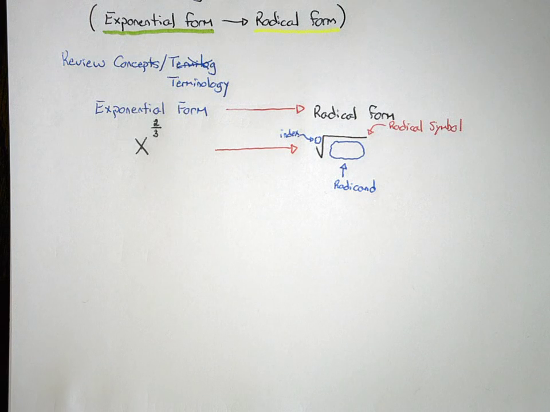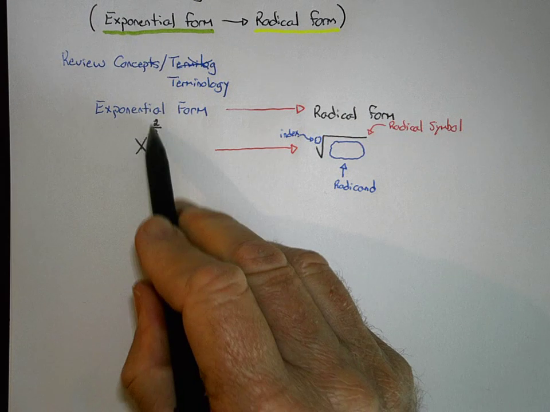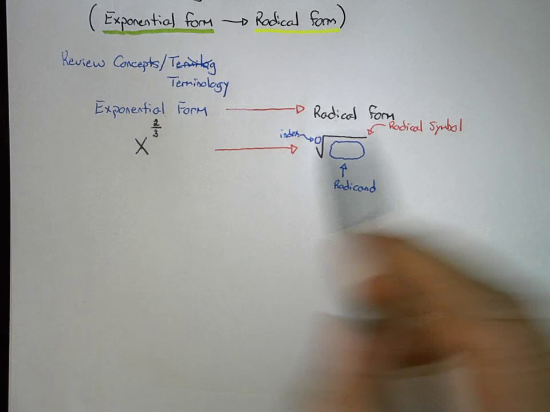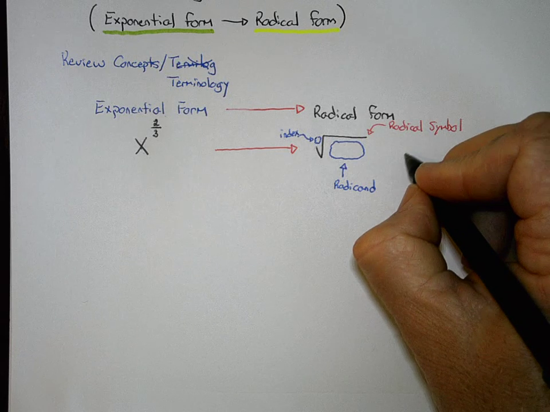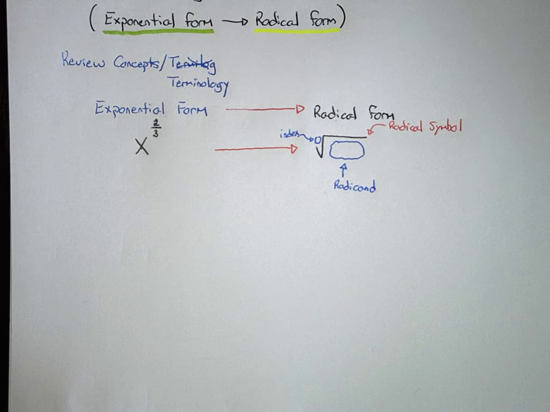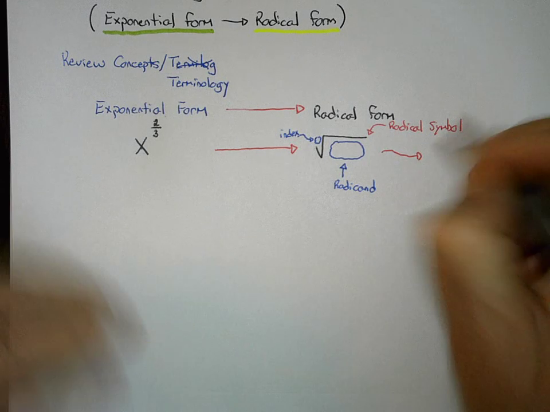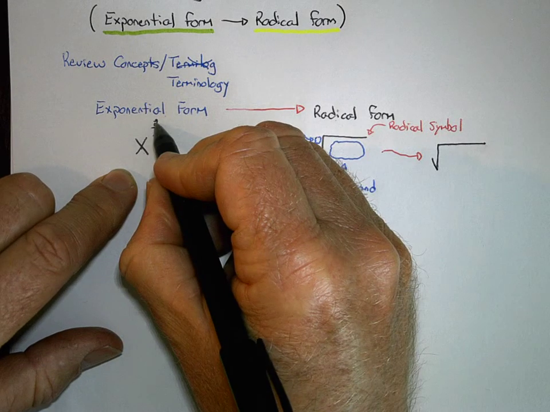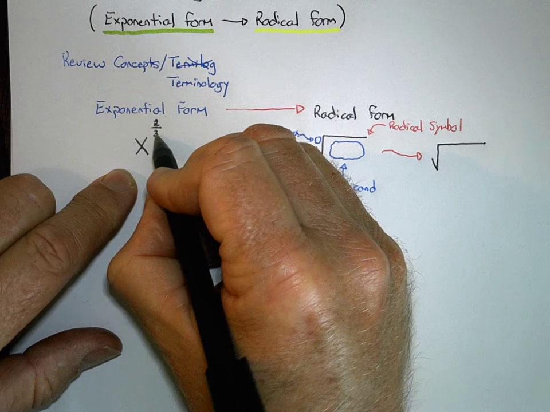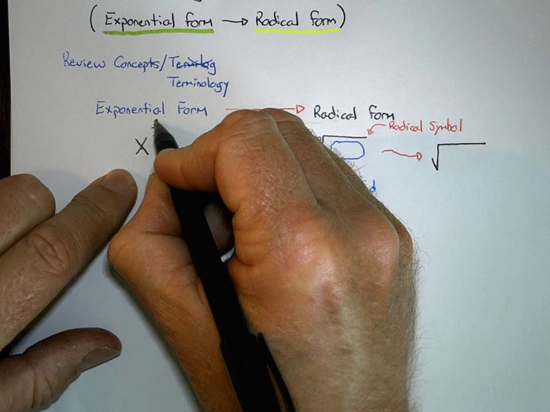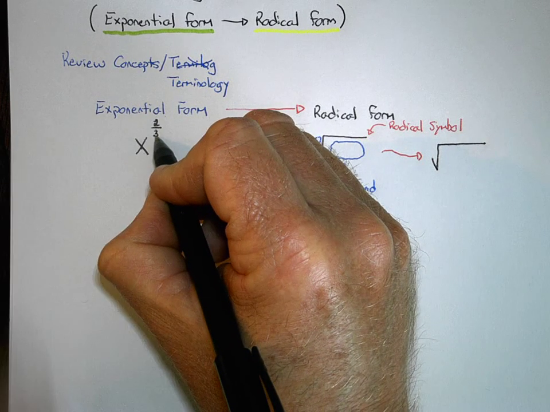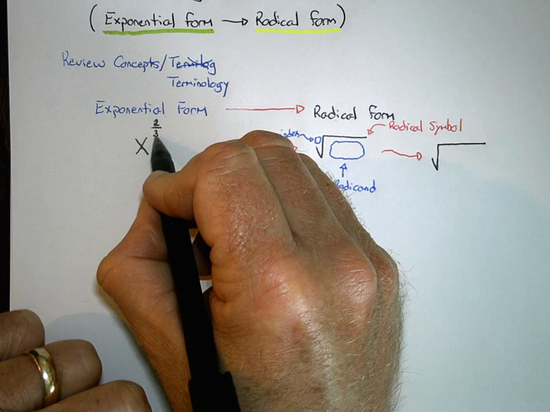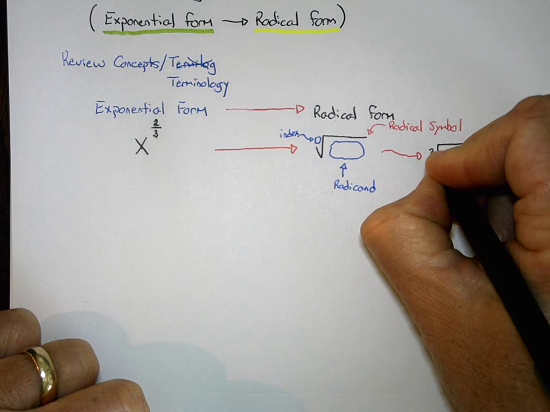If I start with x to the 2/3 power, which is in exponential form, and I want to change it into radical form, this is how we do it. You would draw the radical symbol. Whatever is in the denominator of your exponent, which in this case is a 3, remember, when we have a fraction we have the numerator and the denominator, that number becomes the index of your radical form. So I have a 3 in the denominator, so my index is going to be a 3.